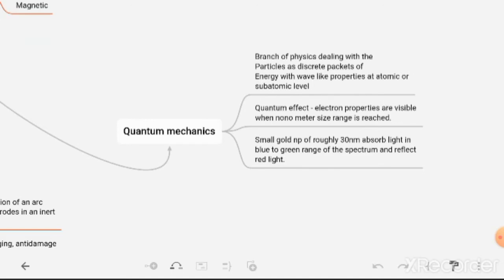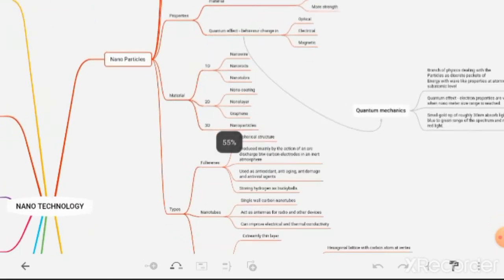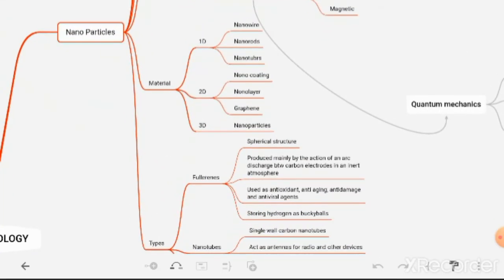30 into 10 to the power minus 9 absorbs light in the blue to green range of the spectrum and reflects red light. So the small gold nanoparticle will absorb from blue to green, and it will reflect back the red light. So this is a normal example. The material can be in 1D, 2D, or 3D.